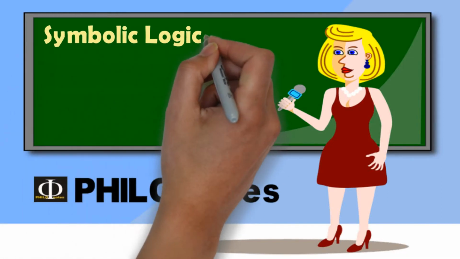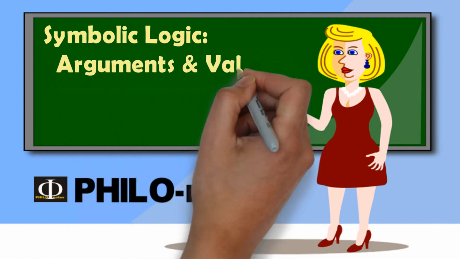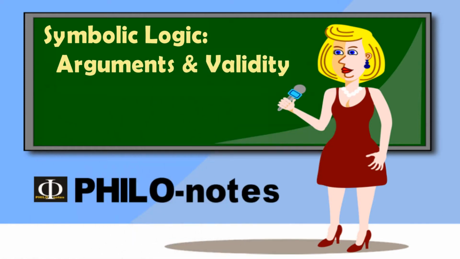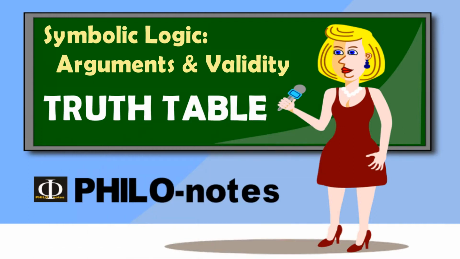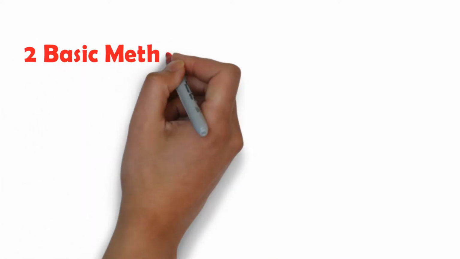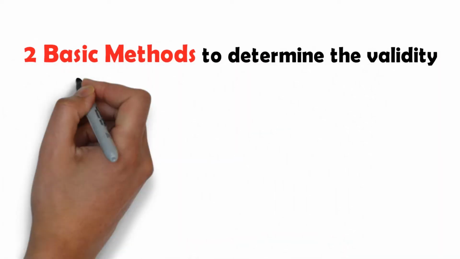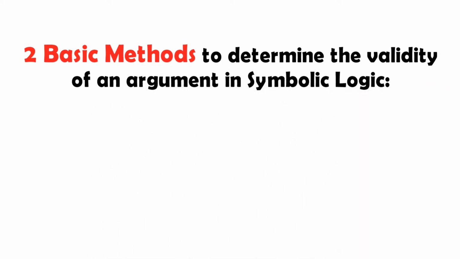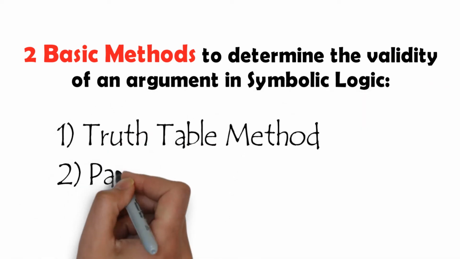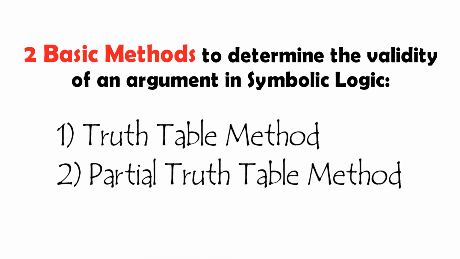In this video, I will discuss the topic truth table and validity of arguments. That is, I will discuss how to determine the validity of an argument in symbolic logic using the truth table method. It must be noted that there are two basic methods in determining the validity of an argument in symbolic logic, namely the truth table and partial truth table methods. But again, in this video, I will only discuss the truth table method. I will discuss the partial truth table method in a separate video.